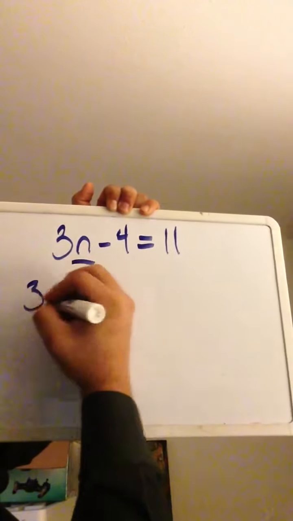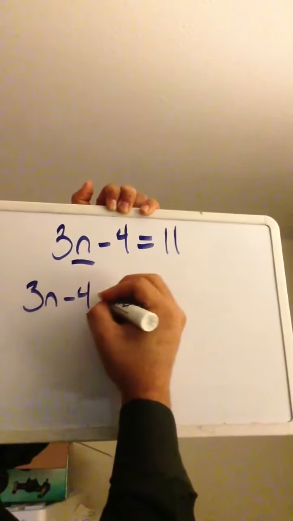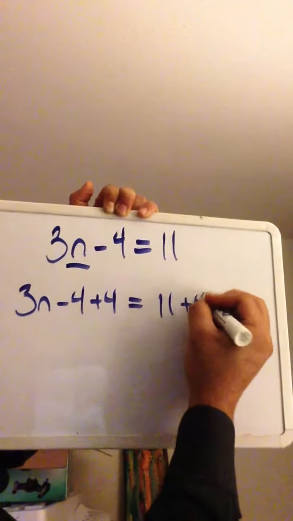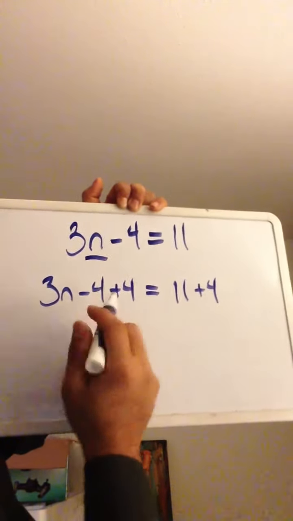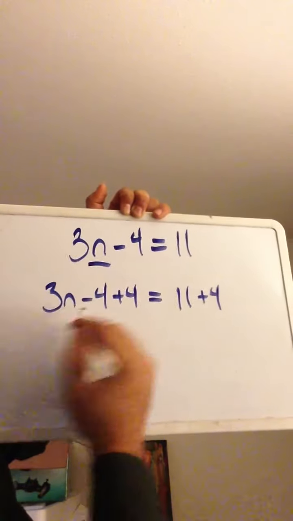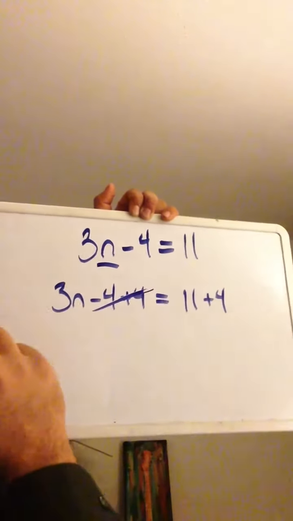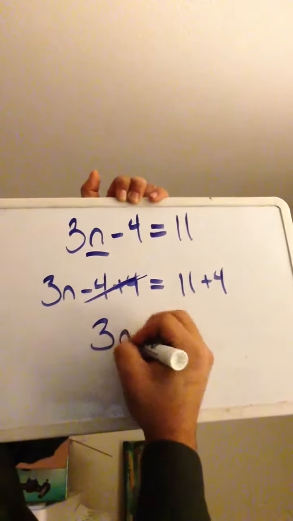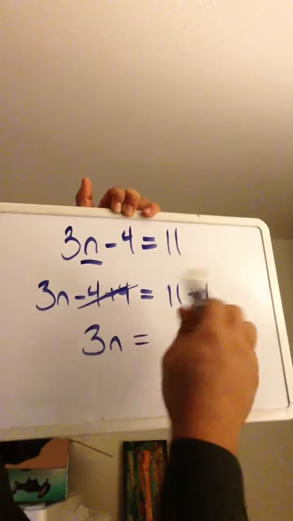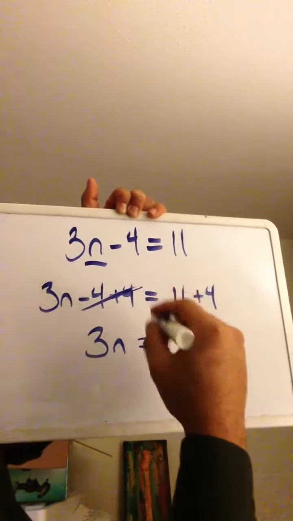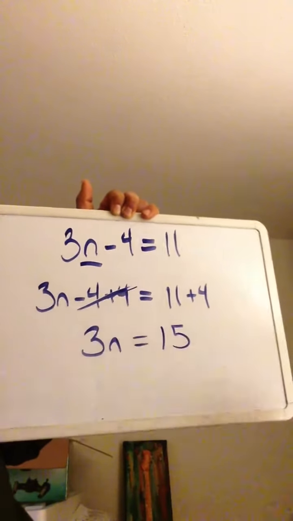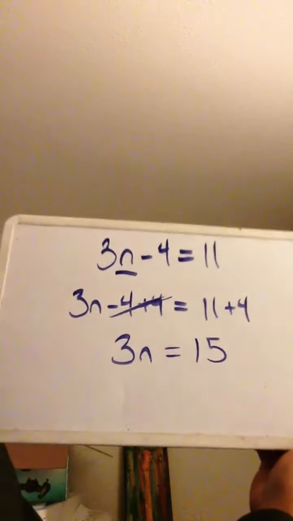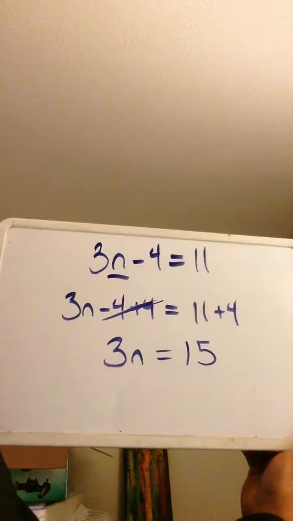So 3n minus 4, and we're going to add 4, equals 11 plus 4. Now the reason I'm adding 4 is so that my negative 4 will cancel. When that happens, that's gone. All that's left is 3n, and it's equal to 11 plus 4, which is 15. But we're not done. It's almost solved. We need to isolate the n for us to be finished.